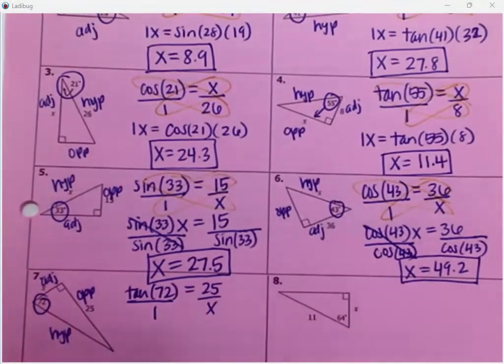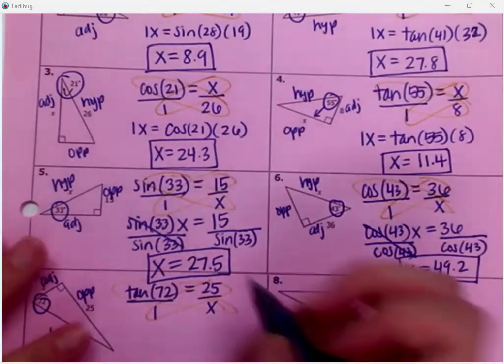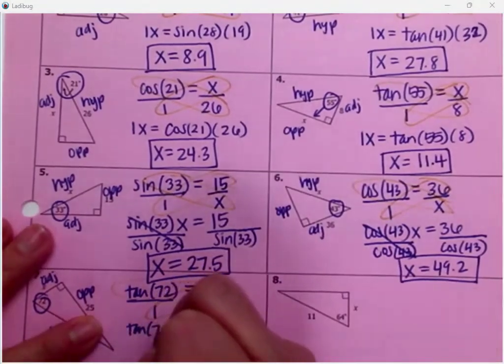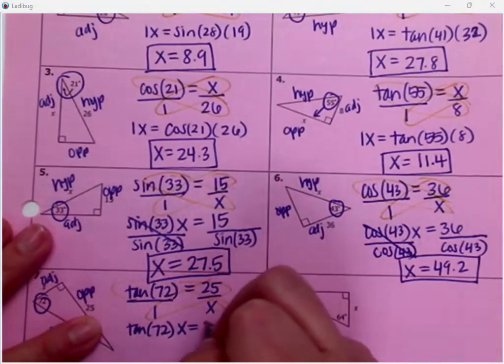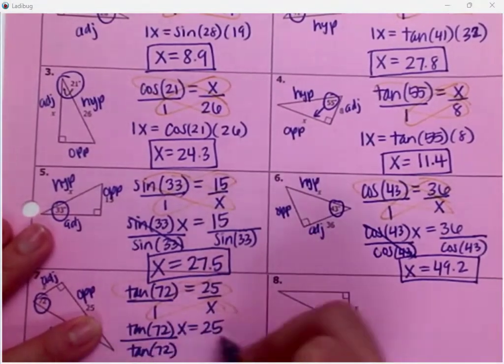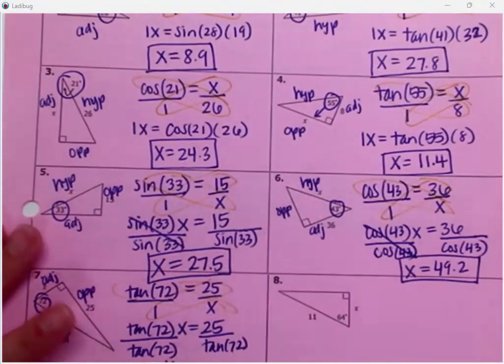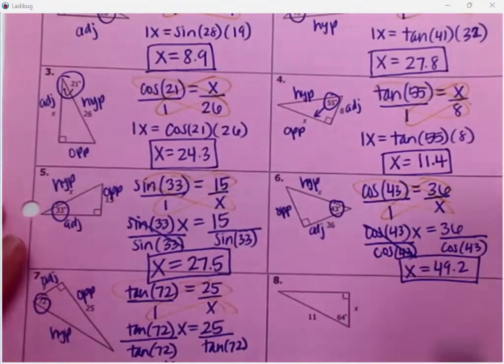Divide this by 1. You're going to cross multiply, and you end up with tangent of 72x equals 25. Divide by tangent of 72. And what did we get for x? 8.1.